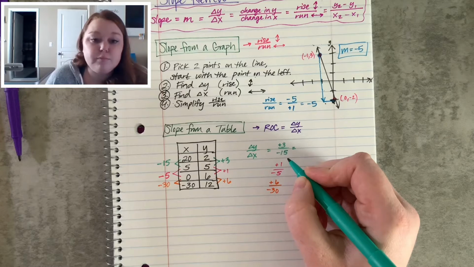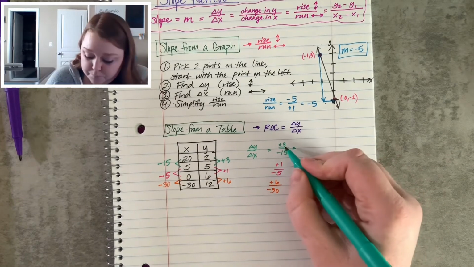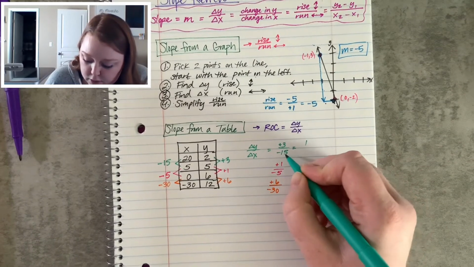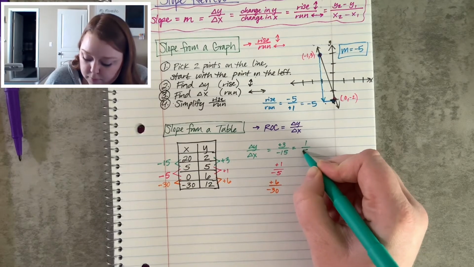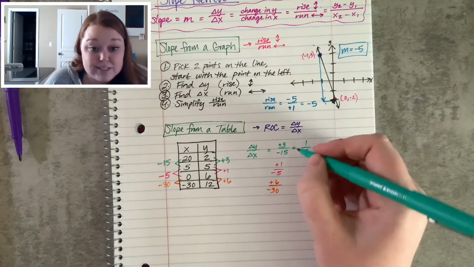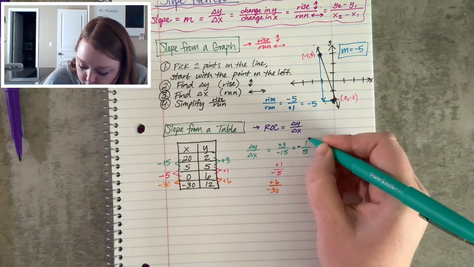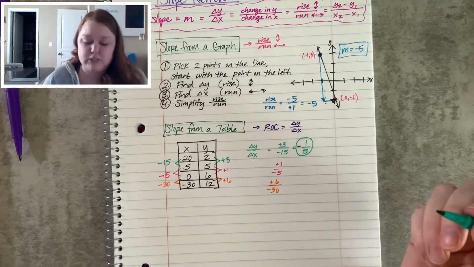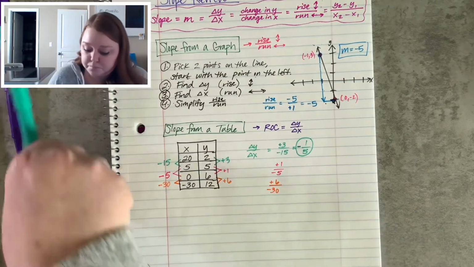3 and 15 can both be divided by 3. So 3 divided by 3 is 1. 15 divided by 3 is 5. So 1/5. But positive divided by negative is negative. So it'd be negative 1/5. I think the best thing you can do is to stick that negative kind of out front of the fraction.